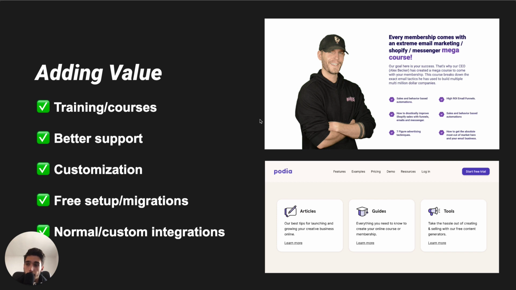So adding value is like, imagine two products are the same, but one is way more expensive just because it offers better support, some training, stuff like that. The software could be the same, but because the other things they offer are more valuable, the price increases exponentially, and people don't really mind because they know how valuable it is.